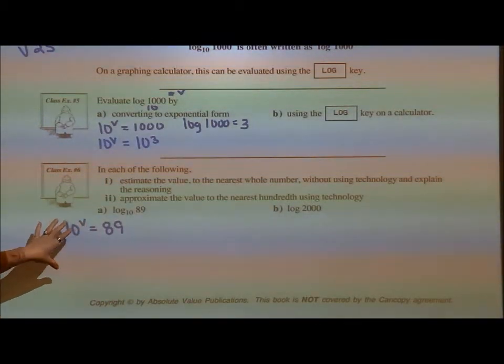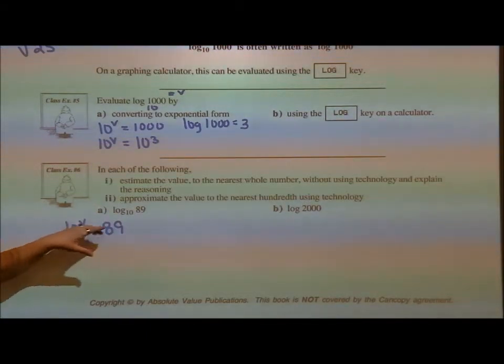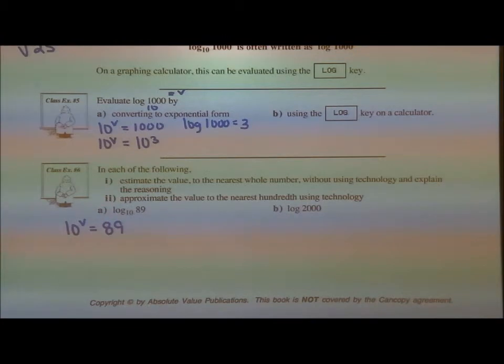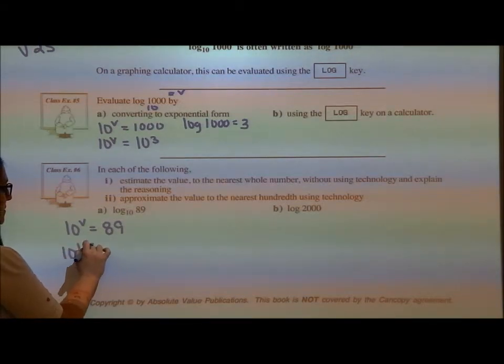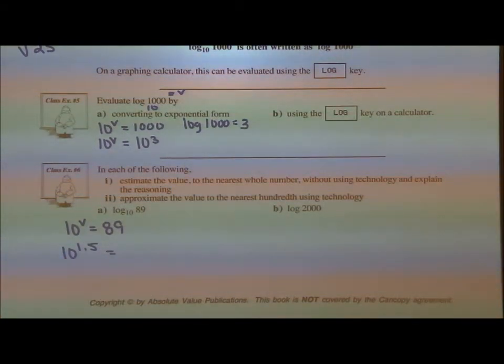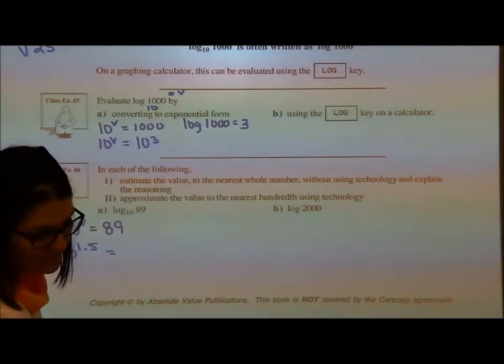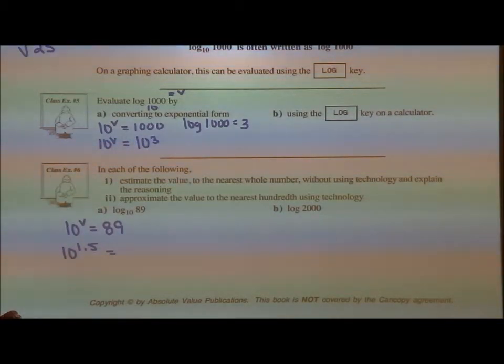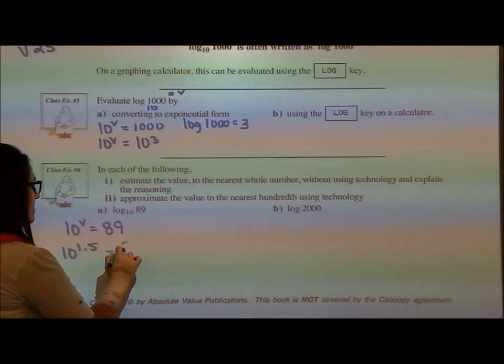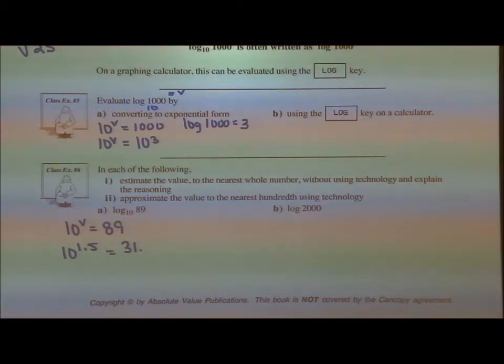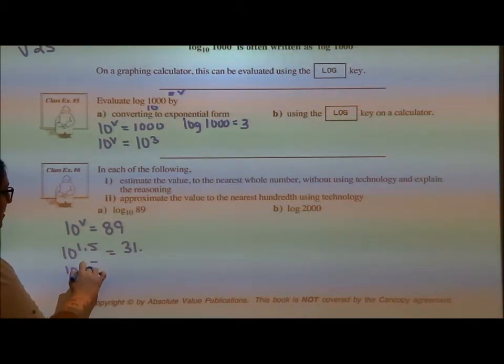Okay, so would I choose a number more than 2 or less than 2? Less than 2. And we're having to estimate without using technology. So I know that it has to be more than 1, because 10 to the power of 1 would be 10. I know it has to be less than 2. So maybe I start off with 1.5. 10 to the power of 1.5. And what do I get when I put in 10 to the power of 1.5? 31.6. Okay, so that's obviously not big enough. So then I want to go higher.